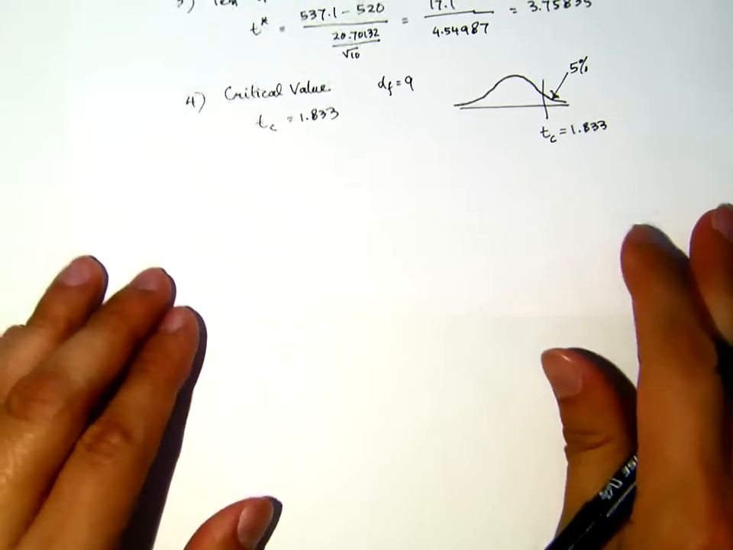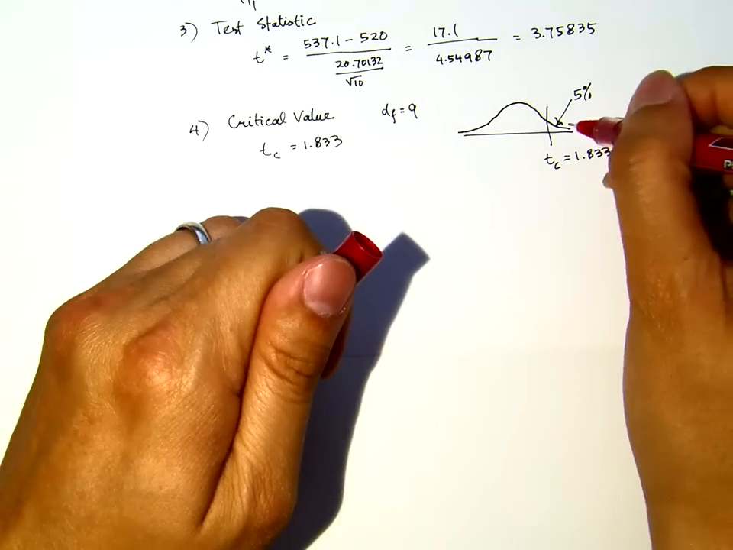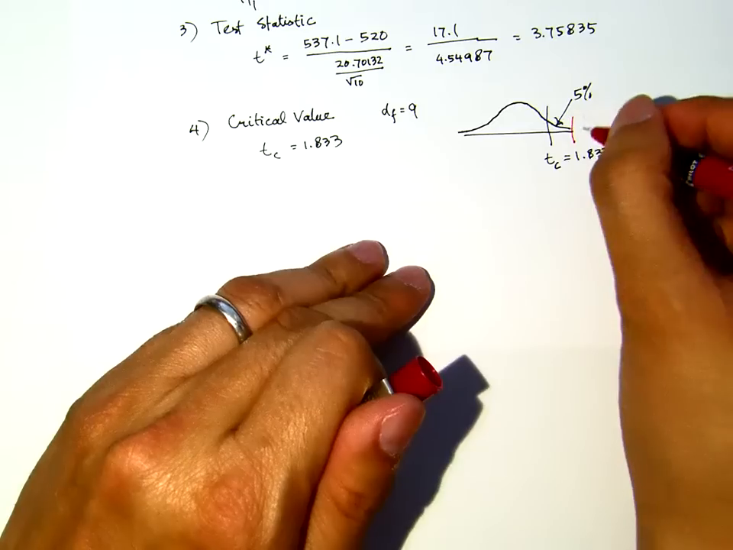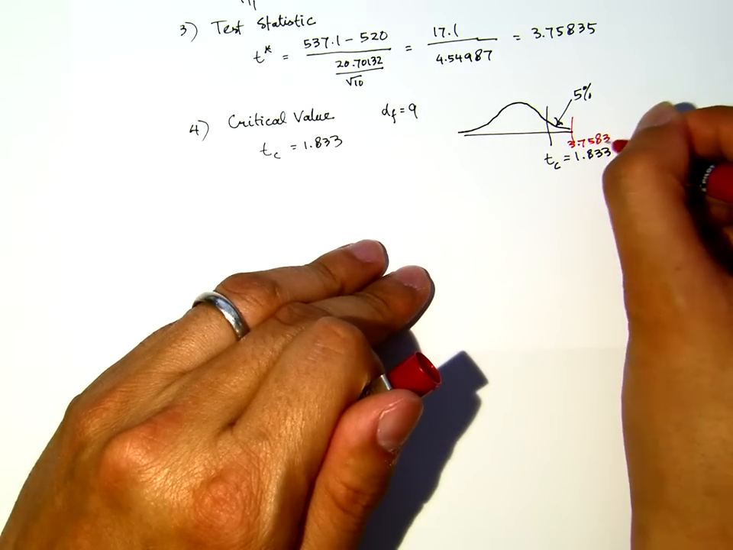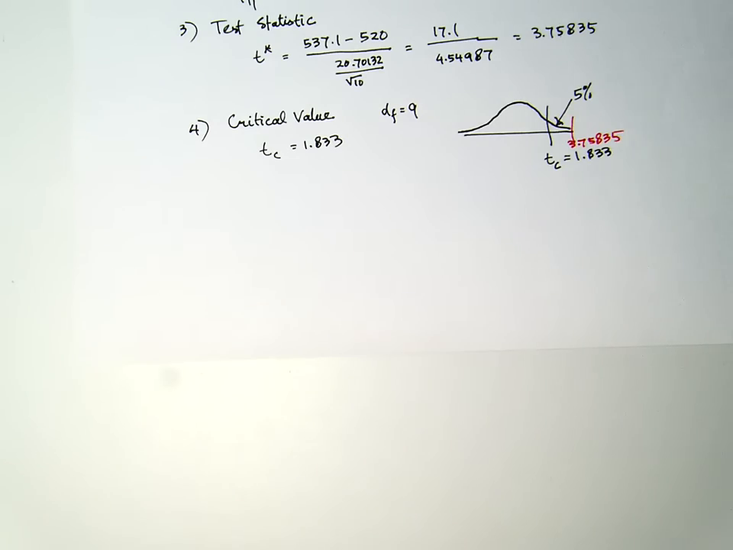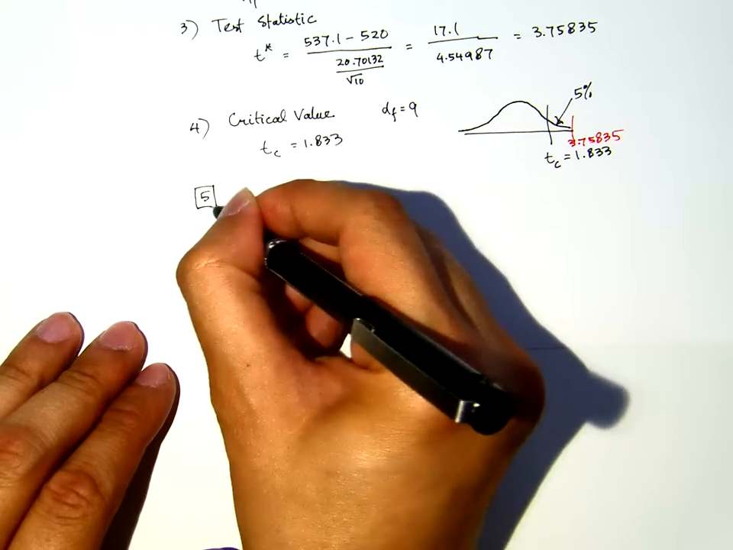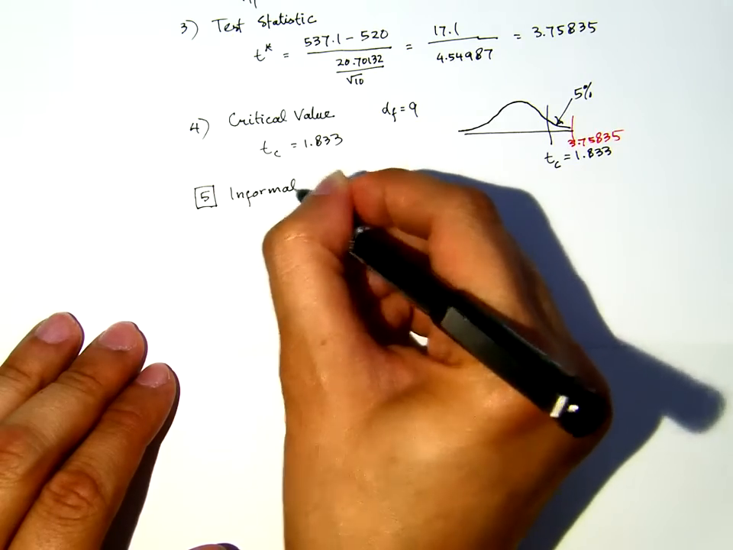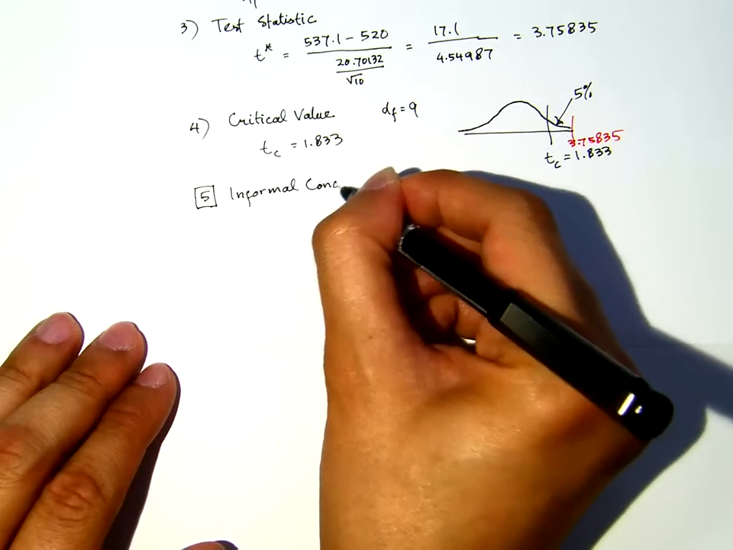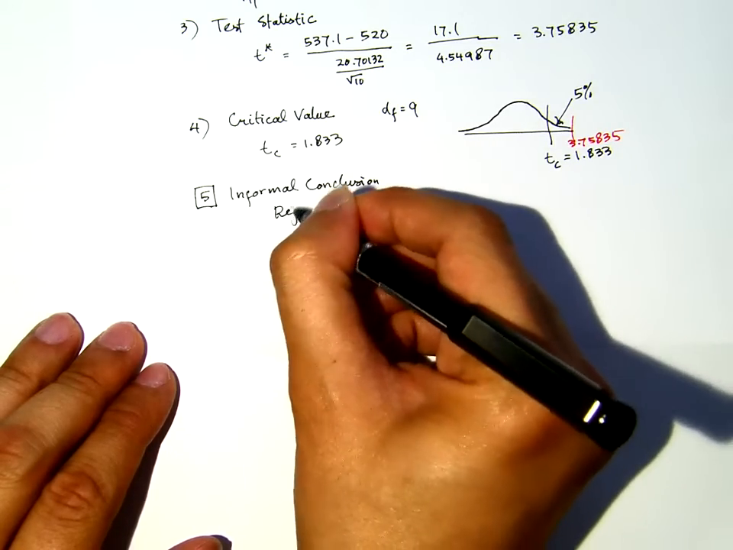Okay, now you can see that the test statistic, 3.75835, is in the rejection region, right? So our informal conclusion is to reject the null hypothesis.